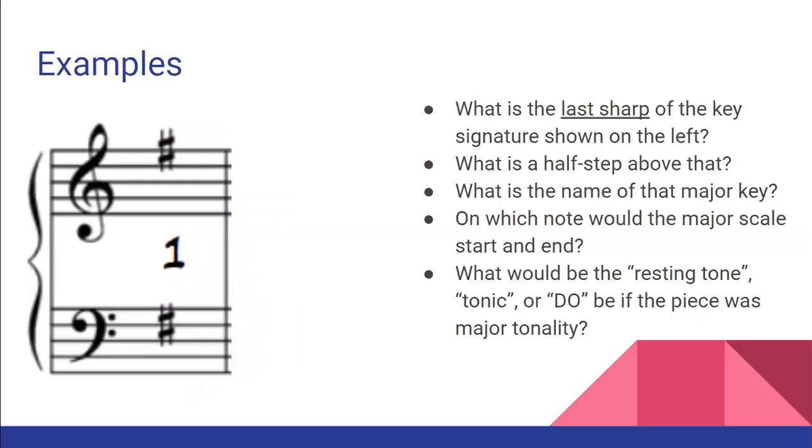This time we only have 1 sharp. Easy to find. If there's only 1 sharp, it's always F sharp. What is a half step up from F sharp? G. So the name of this key is G.